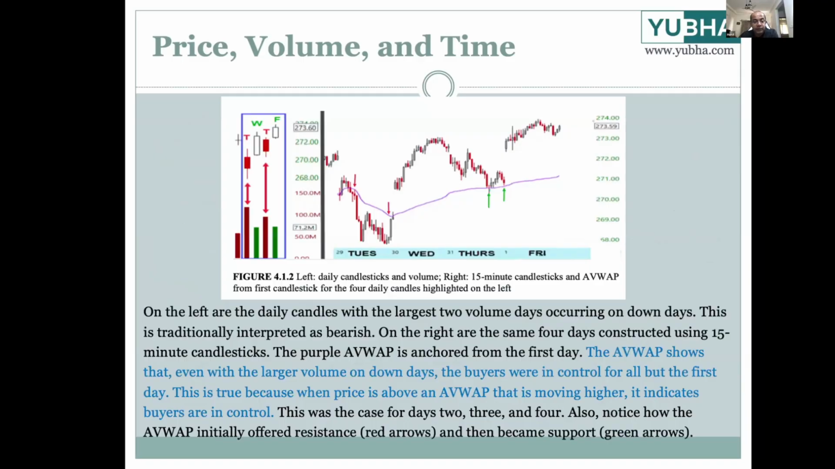Okay, so let's look at what is being seen on a chart. Here we have 15-minute candlesticks, and anchored VWAP from the first candlestick. So if you actually look at it, this is the first candlestick. This is where the anchored VWAP has been placed. Now, over here, they've expanded it based on the 15-minute chart on 4 days of price pattern. So you have Tuesday, which is this Tuesday over here, Wednesday, Thursday, Friday, and this is all 15 minutes.